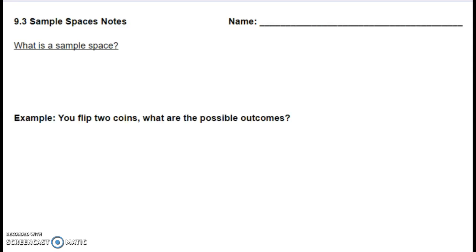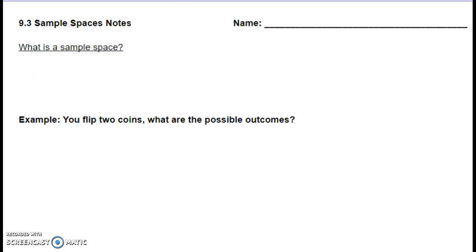So today we are continuing our conversation on probability and jumping into an idea called sample space. And so first we need to define exactly what a sample space is. This is one of the vocab words on your vocab sheet for the unit. A sample space is simply an arrangement of all of the possible outcomes for an event.